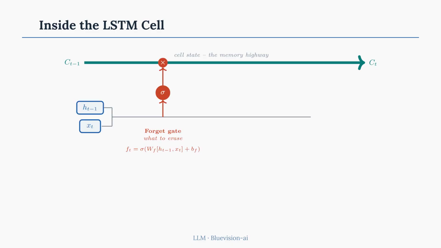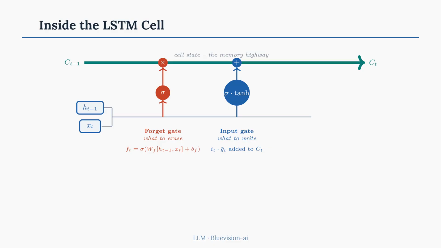Step 2. The forget gate. A sigmoid node labeled sigma takes h_t-1 and x_t as inputs and produces a value between 0 and 1 for every dimension of the cell state. Near 0, erase this memory. Near 1, keep it. This is multiplied into the cell state, selectively erasing what's no longer needed.